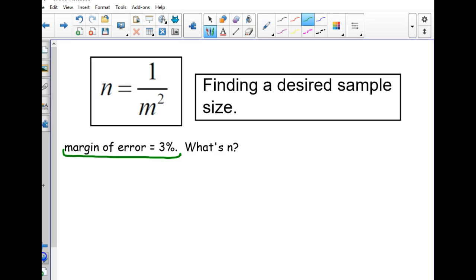Okay. Now these do have some steps. They're, in my eyes, easy steps, but we need to write them down real quick. Keep in mind that your M stands for margin of error and your N stands for sample size.